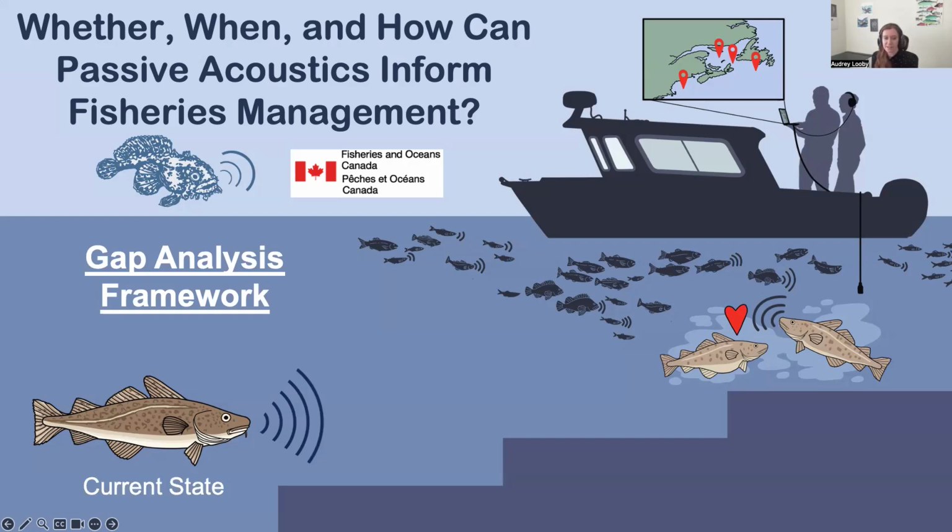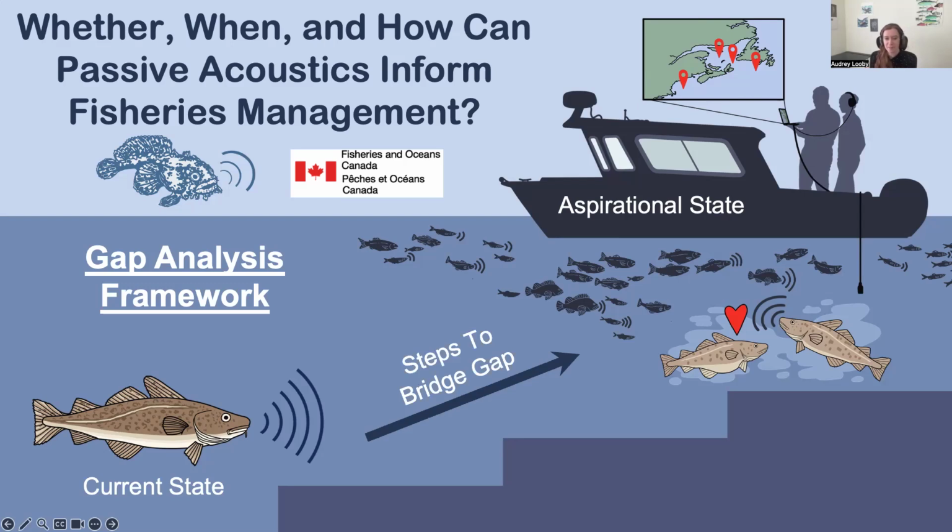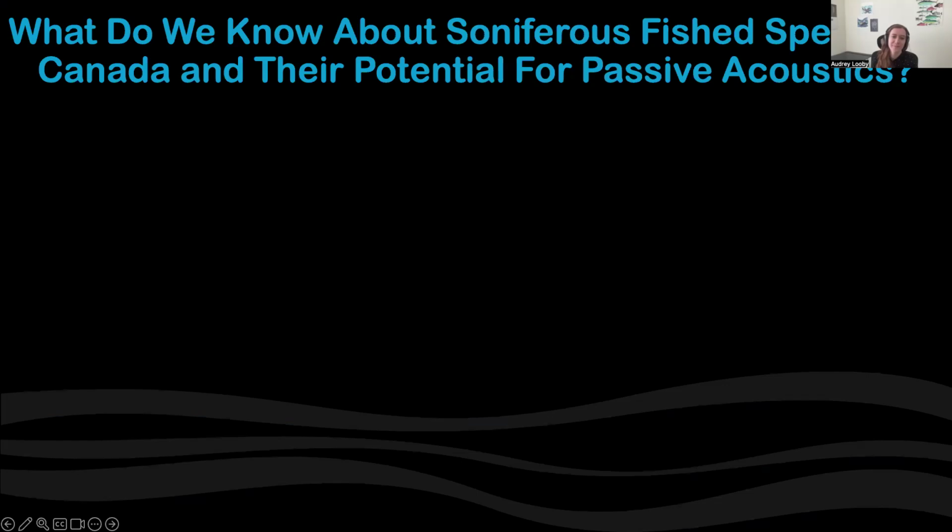We summarized the current state of knowledge about soniferous or sound-producing fish species in Canada. We evaluated quantitatively and qualitatively the ability of passive acoustics to provide fisheries-relevant information. And we identified some possible steps that would help bridge the gap between the current limited use of passive acoustics toward the tool achieving its full and realistic potential. While we only focused on Canada's fisheries for this work, we hope the broader conclusions could still be relevant for facilitating passive acoustic monitoring applications in other regions.